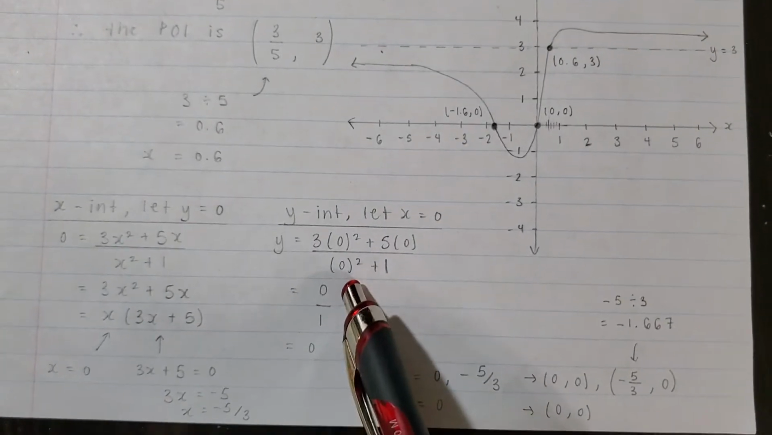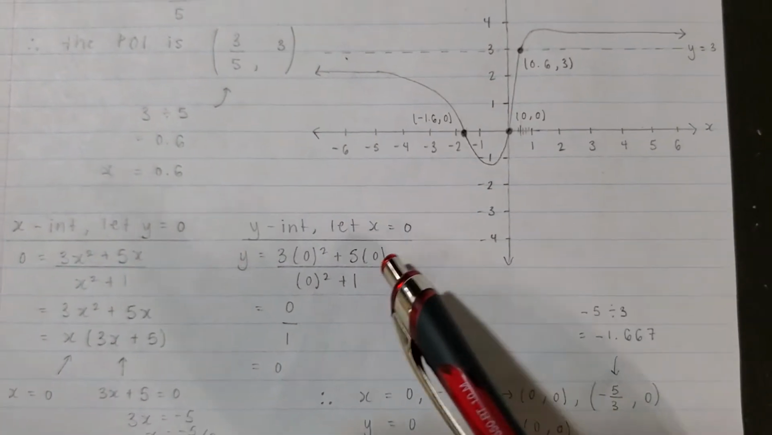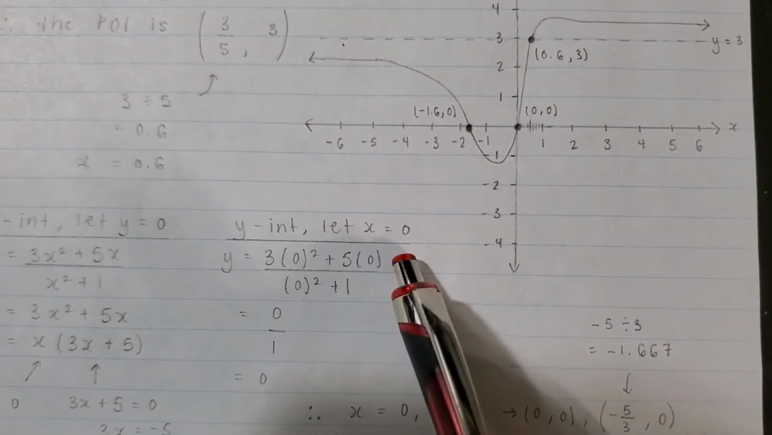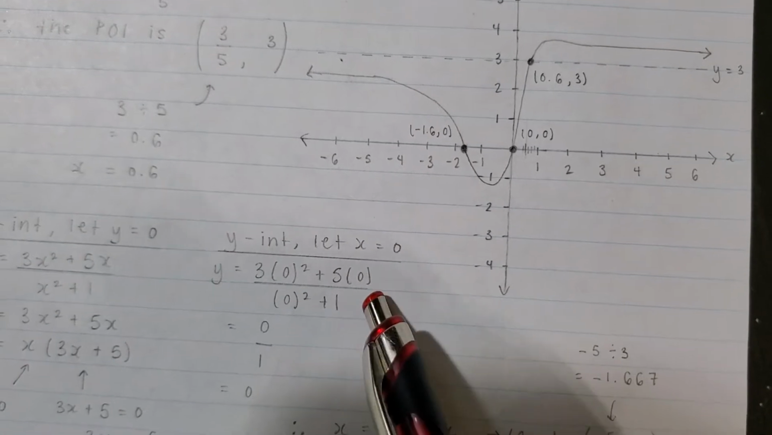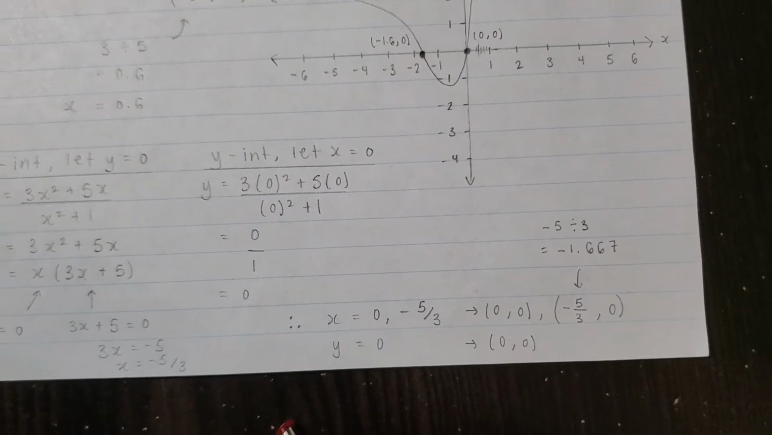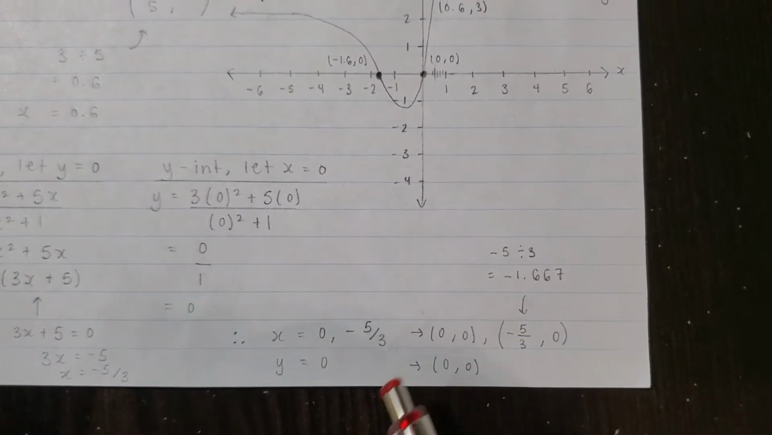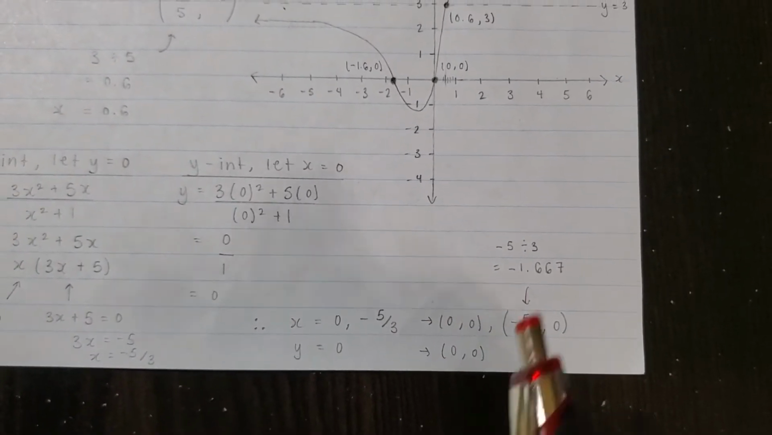After this, I found my y-intercept by setting my x's equal to 0. So this is my function, and I had 3 x's in it, and I set them all to 0 to get my y-intercept, which was 0. This therefore statement summarizes all the intercepts that I found, and I put them into points just to make it easier for me to graph.